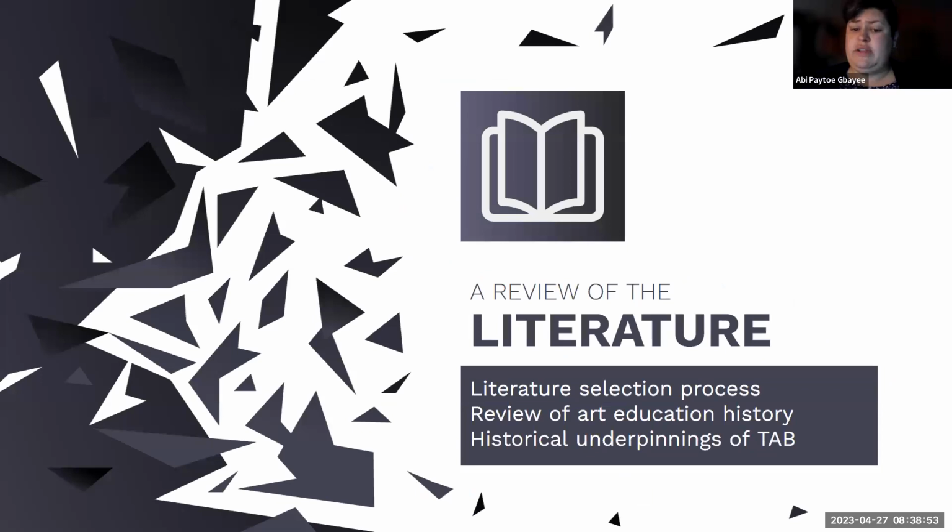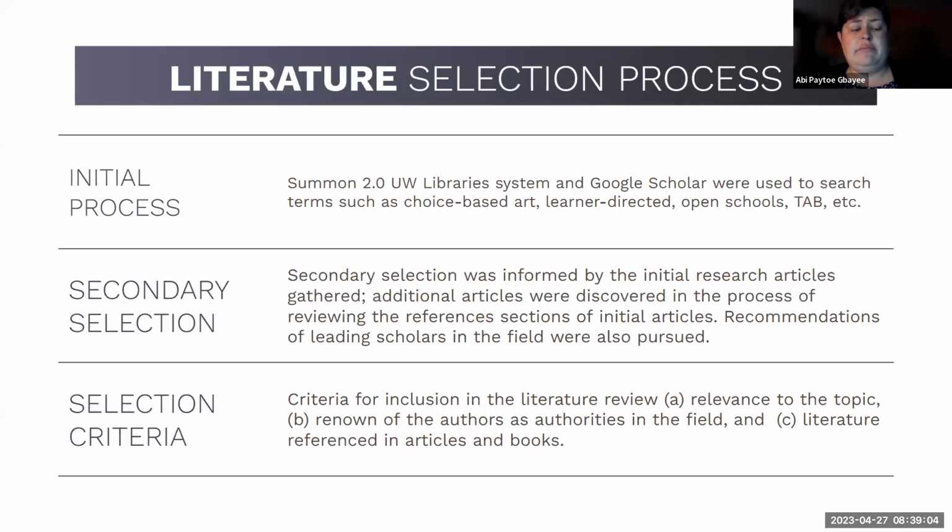So, review of the literature. I'm going to take you through the process of how I picked the literature, and review a little bit about art education history, and then talk about how that connects to TAB. Initial processes, how I started working through this: I worked with the Summons 2.0 UW library search system, which is quite amazing. Actually, it's very powerful. And Google Scholar.